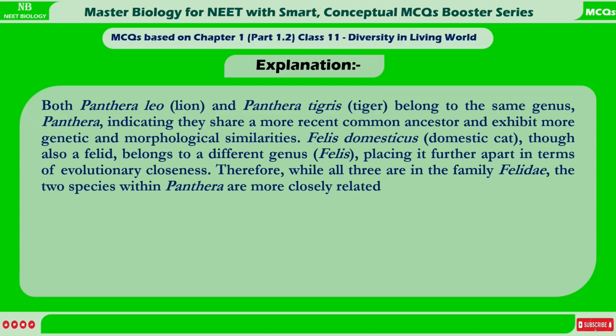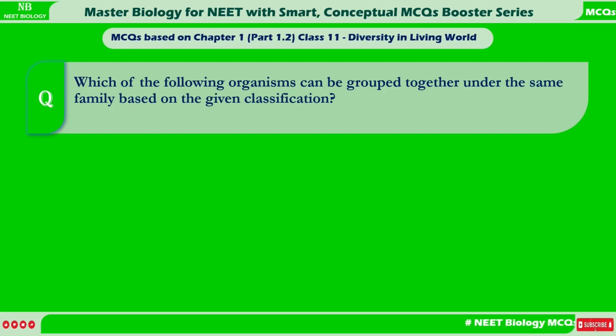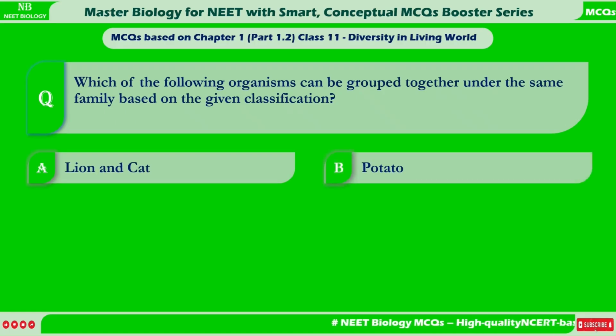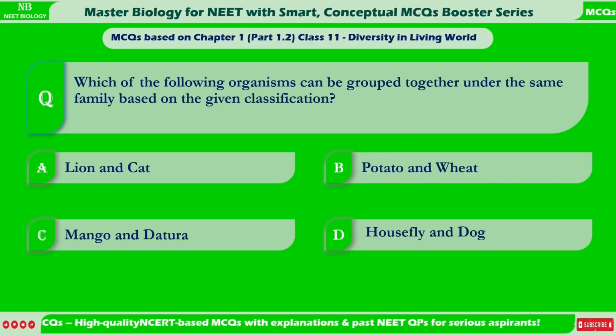Which of the following organisms can be grouped together under the same family based on the given classification? A. Lion and cat. B. Potato and wheat. C. Mango and datura. D. Housefly and dog.